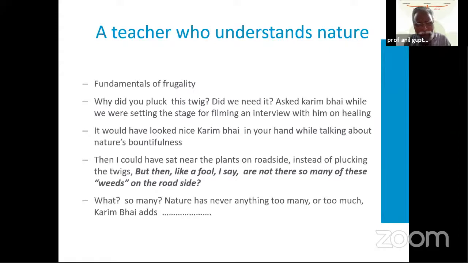He said, what did you say? So many? Nature has never too many. Every single plant or a blade of grass has its place. You should have told me, I would have sat near the plant and held it in my hand.